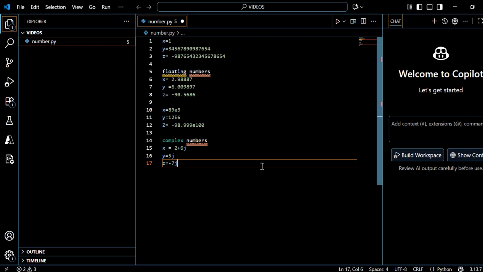Those are the types of numbers we have in Python.